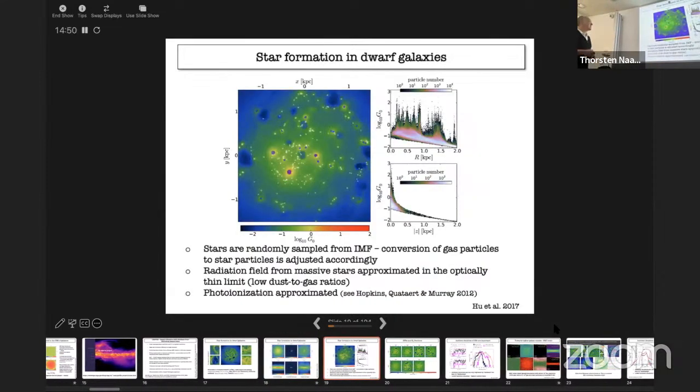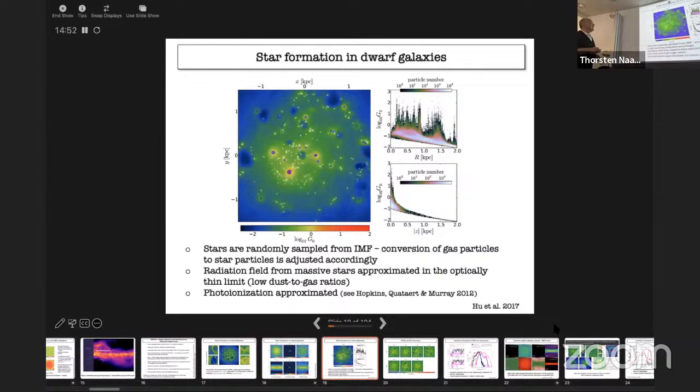And this is another feature of the simulation. We can actually trace the local interstellar radiation field, as a function of height and as a function of radius. So in star-forming regions, we have very high values of the interstellar radiation field. This is important for the photoelectric heating we have included in the simulations, and this is important for the gas temperature distribution at high densities.